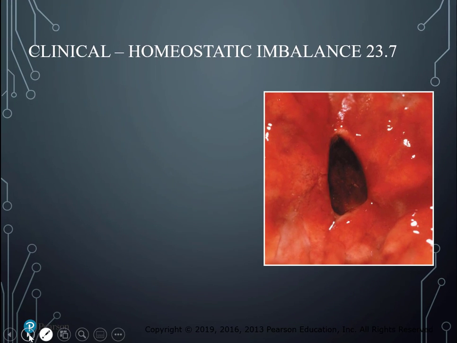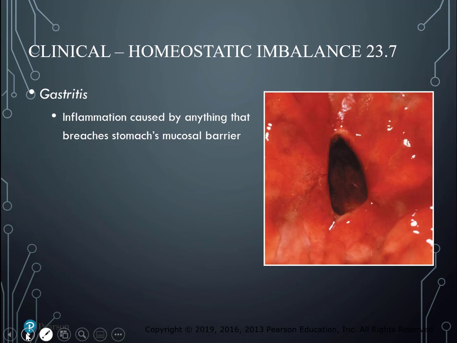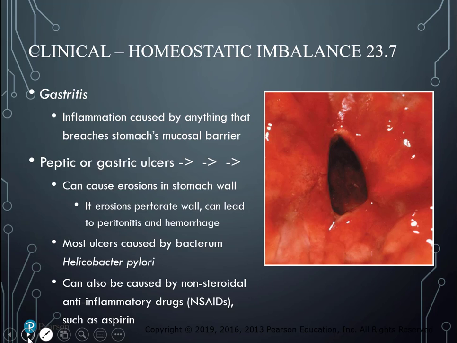And here's a picture of an ulcer. Before we get into the ulcer, let's take a look at one homeostatic imbalance, which is called gastritis. It's an inflammation caused by anything that breaches the stomach mucosal barrier. And here I have lots of arrows. This is a picture of a gastric ulcer. This can be caused by an erosion in the stomach wall, and if the erosion perforates the wall, it can lead to peritonitis and hemorrhage.